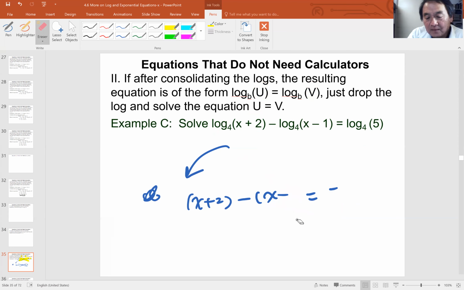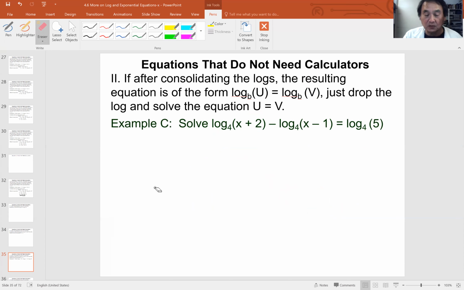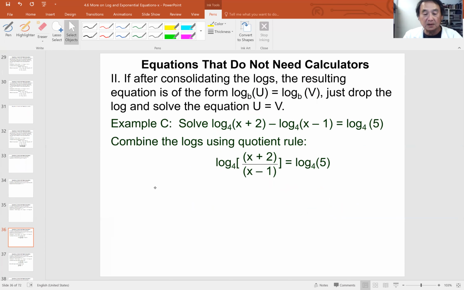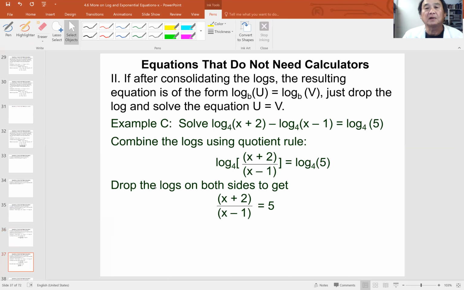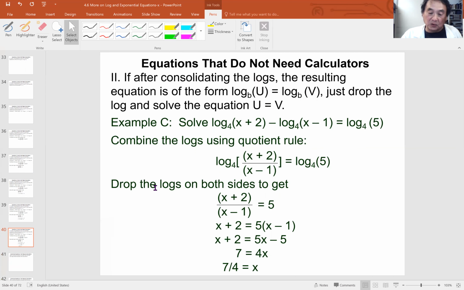So what does that mean? It means I have to consolidate the logs on the left-hand side into 1. Since it's a subtraction, that's a quotient. Now I have a log base 4 of something equal to log base 4 of 5, so therefore the fraction has to be 5. Again, we transform the problem into a linear problem. We multiply by the denominator and solve. And this one actually works.